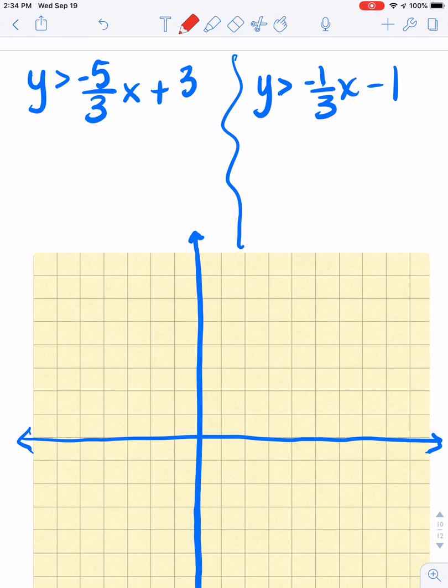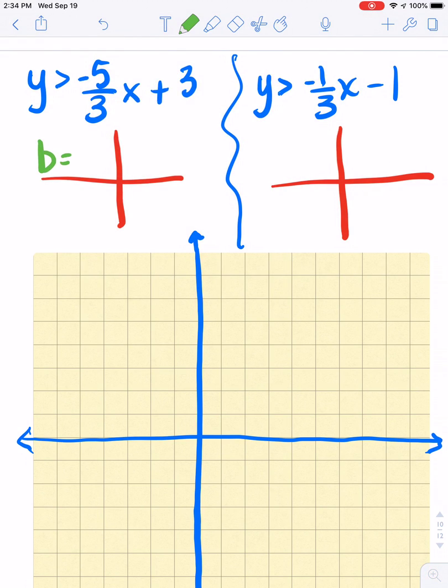Okay guys, let's go over the review of the system of linear inequalities, which means I'm going to graph two of these in the same graph and look for where they overlap. Now with both of these equations or inequalities, remember I'm looking for those four important pieces that we've been talking about all along.